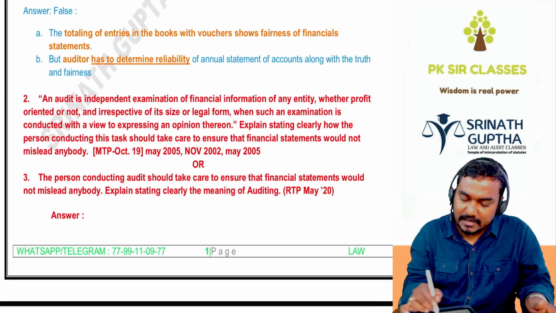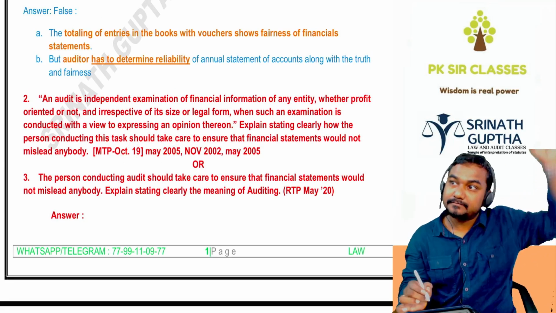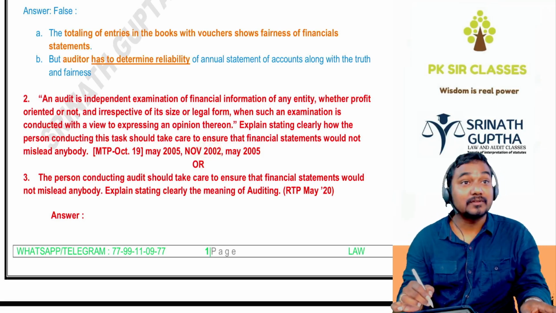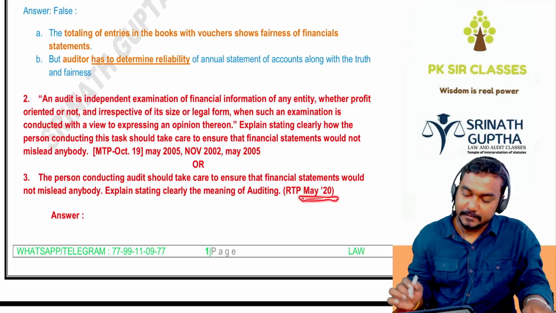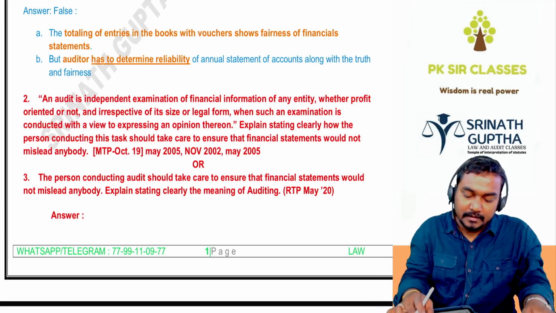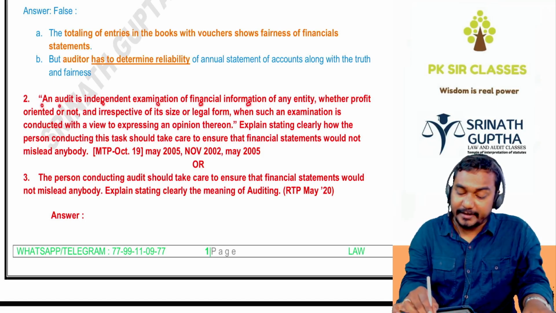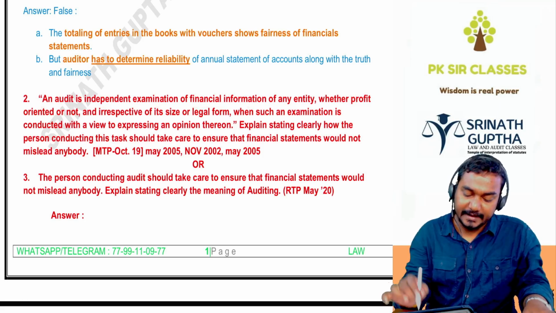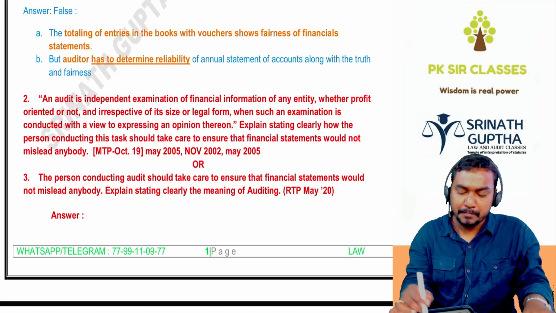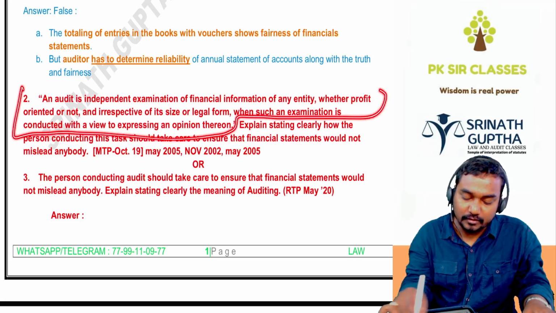Second question, beta. This was asked in 2005, 2020, 2002, 23 years back, and 2005 also. Recently it came in 20 and 19. Audit is independent examination of financial information of an entity, whether profit oriented or not, and irrespective of size and legal form, when such an examination is conducted with a view to expressing the opinion thereon. He has given the definition of auditing.